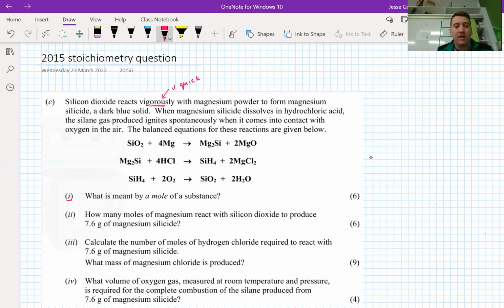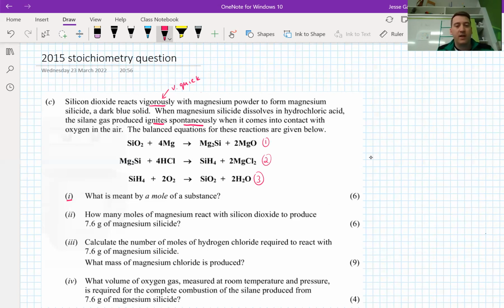When magnesium silicide dissolves in hydrochloric acid, the silane gas produced ignites spontaneously. And what this means is it basically catches fire all by itself when it comes into contact with oxygen in the air. The balanced equations for these reactions are given below. So you see here we have three equations. This is number 1, this is number 2, and this is number 3. Okay, so three separate things.